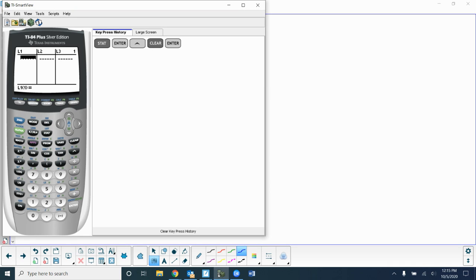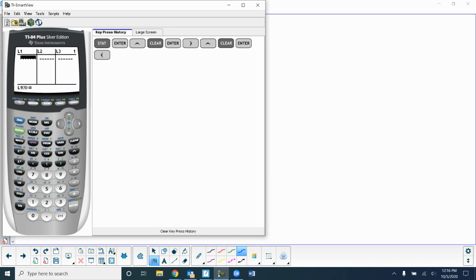What's the matter, Hannah? Stat, and then hit enter. Okay, so if you need to clear out a list to do a new problem, I'm doing number 6 right now. That's what you do. Up arrow key, highlight L1, hit clear and enter, and then go over to the right. Use your right arrow key, and then up again, clear and enter, and that'll clear that list, all the numbers that were in there for you.